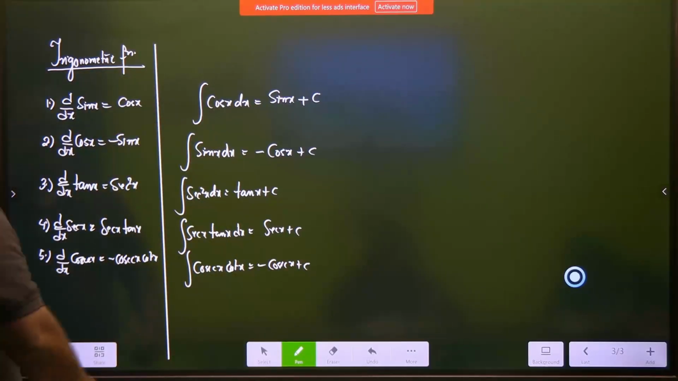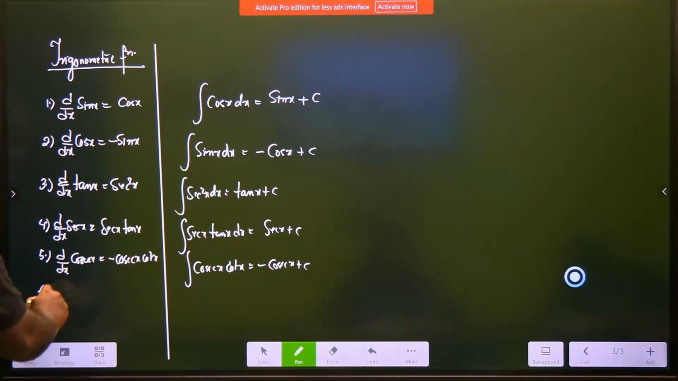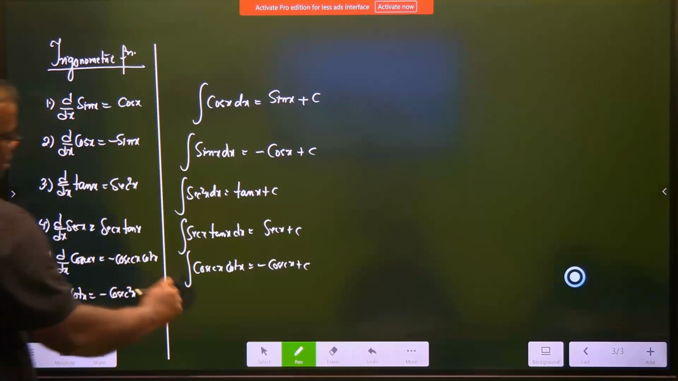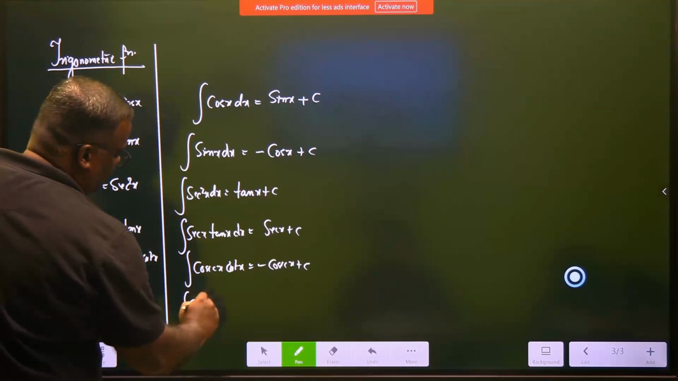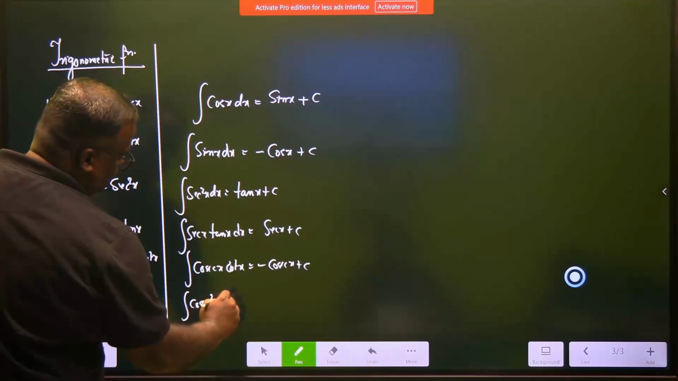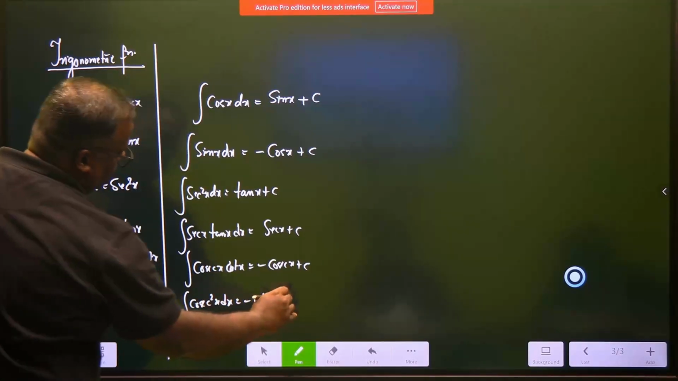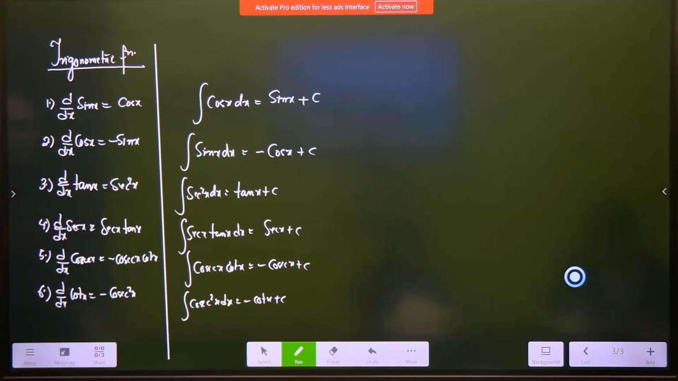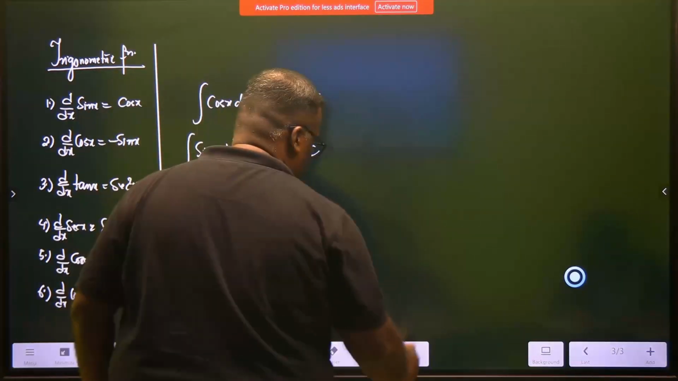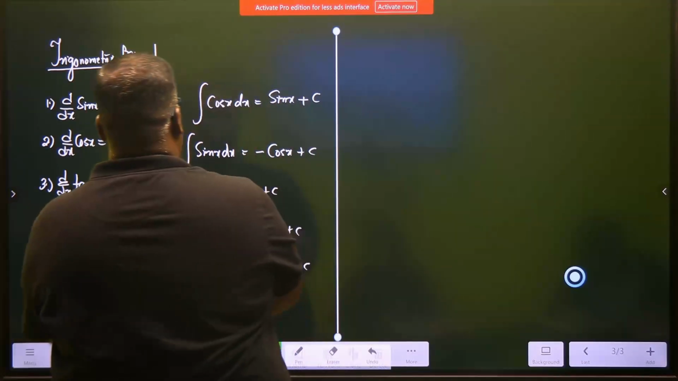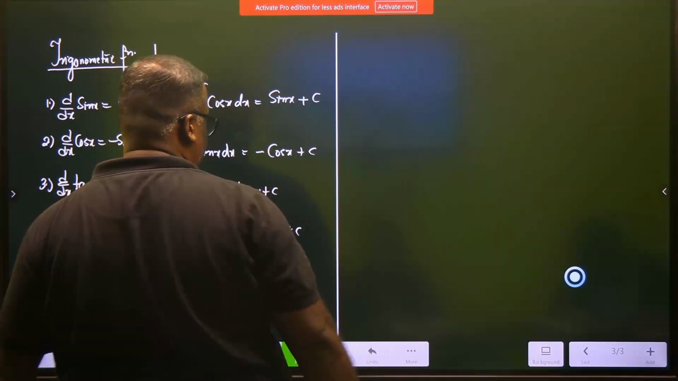Fine. 6. d/dx of cot x is minus cosec square x. Therefore, integral of cosec square x dx is equal to minus cot x plus c. We're done with the basic trigonometric ones, okay? Fine. Let's take some other ones.